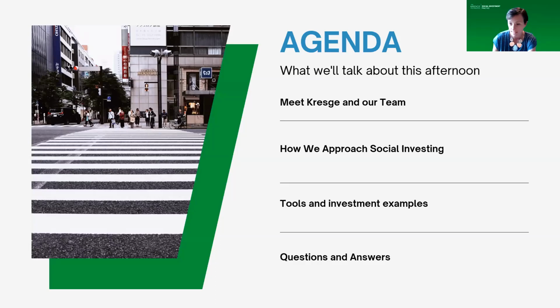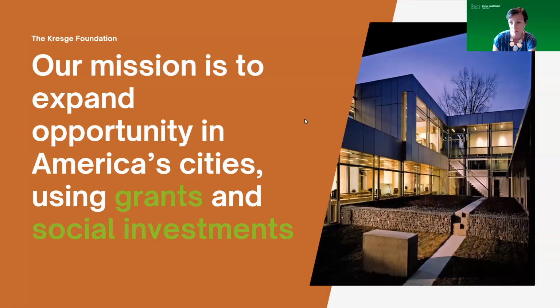Before I kick it to the full social investment team, I'm just going to do a brief overview of the Kresge Foundation in case we are unfamiliar to you. The Kresge Foundation is a private foundation headquartered in Troy, Michigan, just outside of Detroit. We also have a satellite office in Midtown Detroit. We were established in 1924, and so we're approaching our centennial in just a few years, which is very exciting. We were founded by Sebastian Kresge.